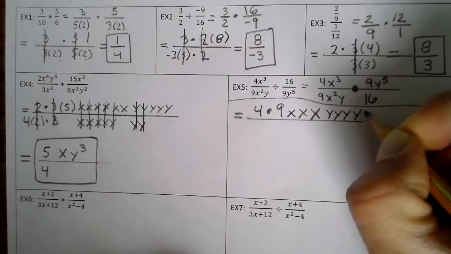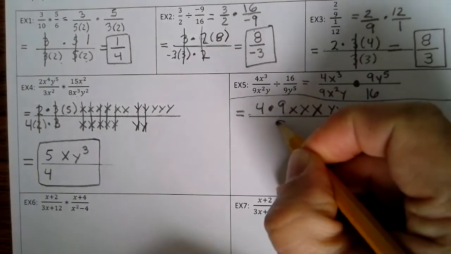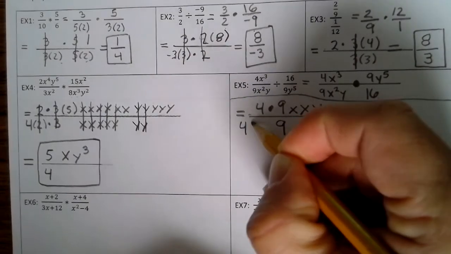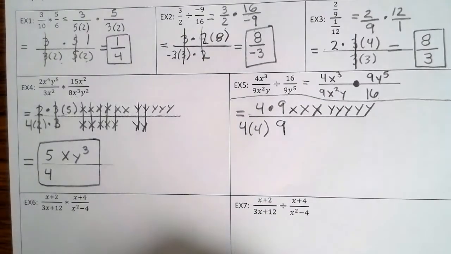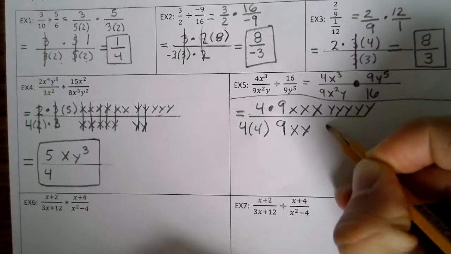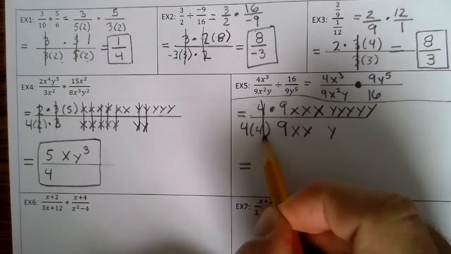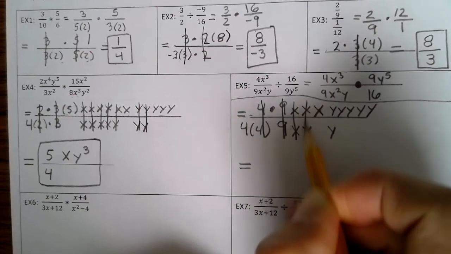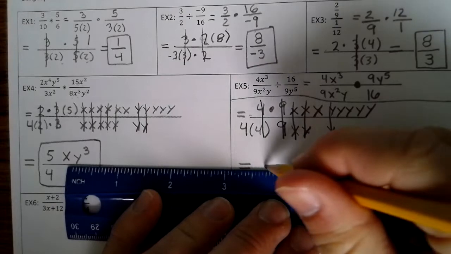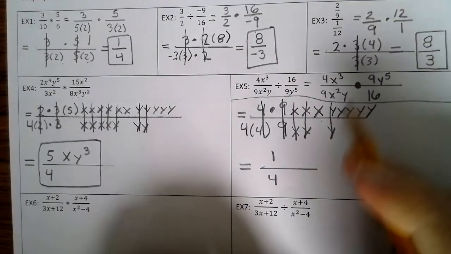Now I'm going to put the 9 under the 9, and 16 can be written as 4 times 4. There's 2 x's and 1 y. So 4 divided by 4 is 1, 9 divided by 9 is 1, 1, 1, 1. So that means you have 1 divided by 4, and then it looks like 1x in the numerator, and then 1, 2, 3, 4, so y to the 4th.